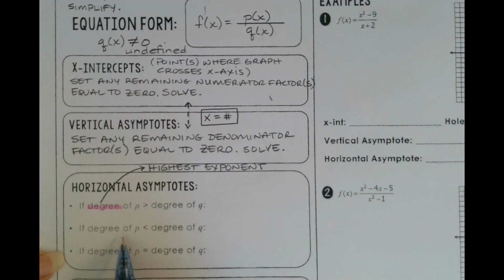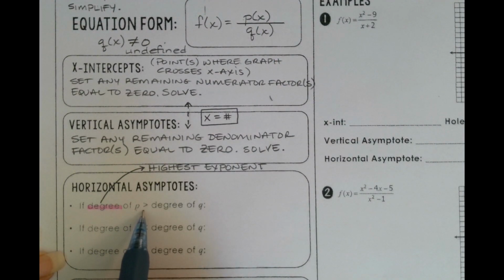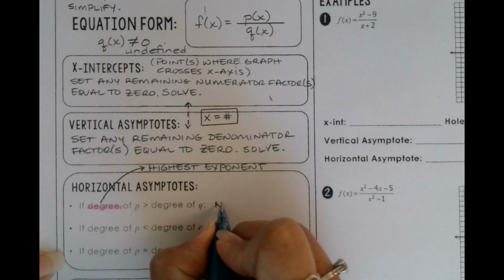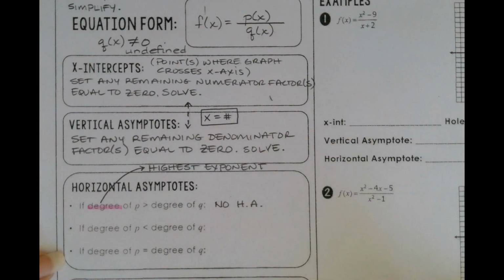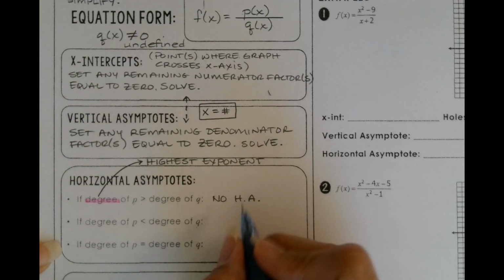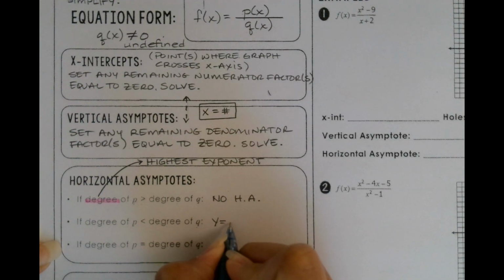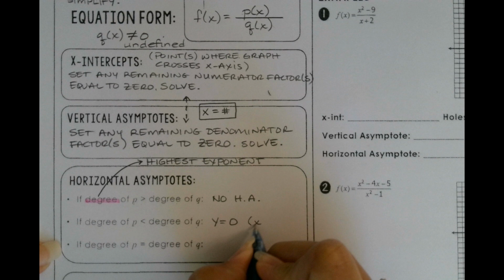When you compare the two numbers, remember p belongs to the numerator and q is the denominator. If the number in the numerator is bigger than the number in the denominator, you are going to inform me that there are no horizontal asymptotes for this particular graph. If the reverse happens, if the degree of the numerator is less than the degree q of the denominator, you are going to draw the y equals 0 dashed line, which in essence is the x-axis. Okay.